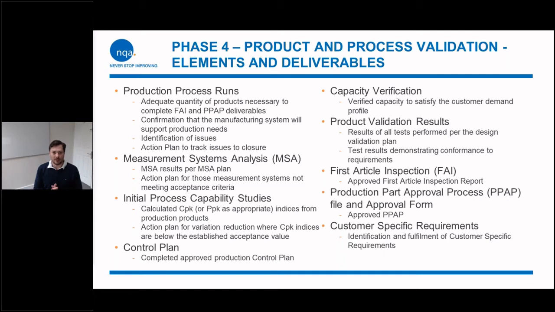Okay, so adequate quantity of products through your initial trials to complete the FAIRs or PPAP deliverables. They might ask you to do a sample run of 5,000 or something like that to approve the product and the process. So have you got all the material needed? Have you got the right material? You can't just use any old aluminium or stainless, things like that.